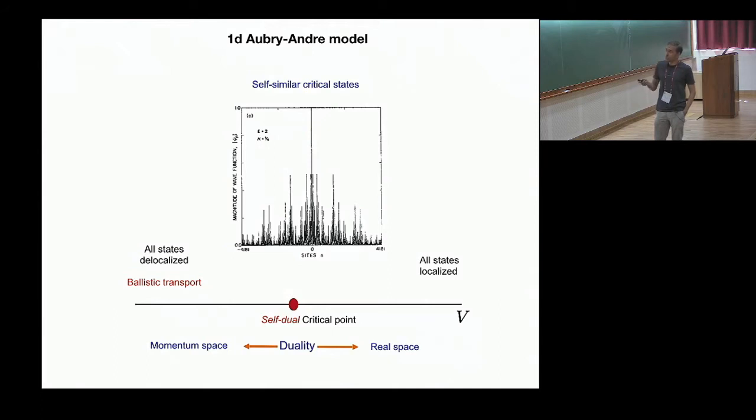Further, if you were to look at the delocalized states and look at transport in the delocalized states, unlike in the case of the Anderson model in three dimensions, where transport in the delocalized states is diffusive, here it turns out that the transport is actually ballistic. So you have ballistic transport in the delocalized states, and of course the localized states give you localized transport. And the reason that we know so much about this model is that there's actually a nice duality between momentum space and real space in this model. There's a duality transformation, which you can also use to argue that there is a critical point, which is a self-dual point, and you can calculate various properties associated with this critical point.